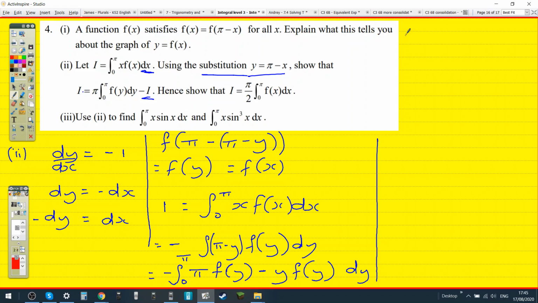So, what are they saying? They're saying that pi is brought out. You have between pi and 0 f of y with respect to y, but then minus I. So where did the pi over 2 come from?